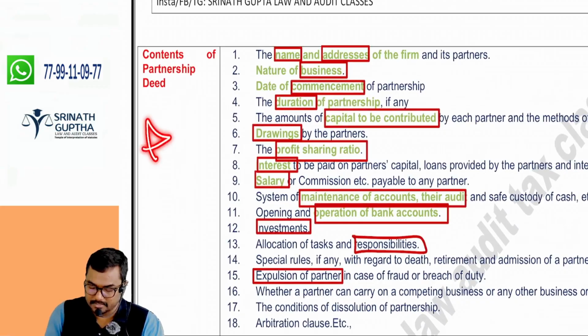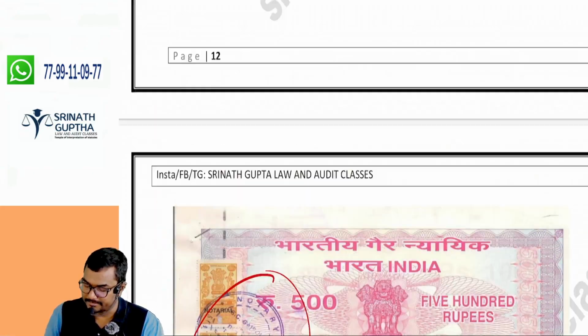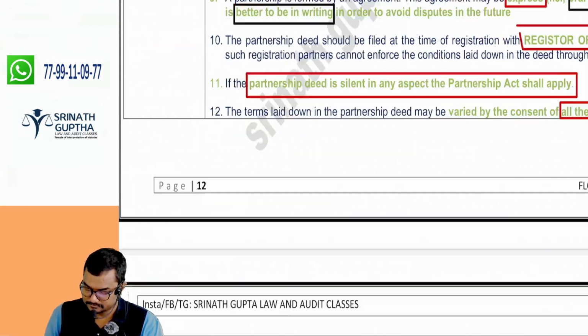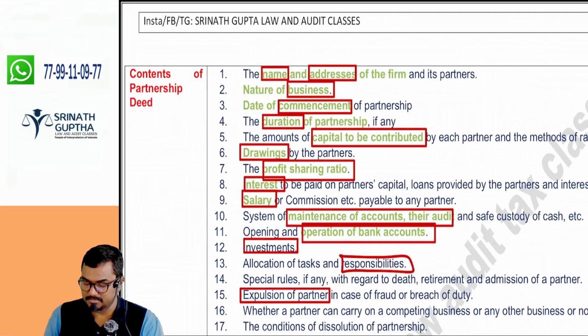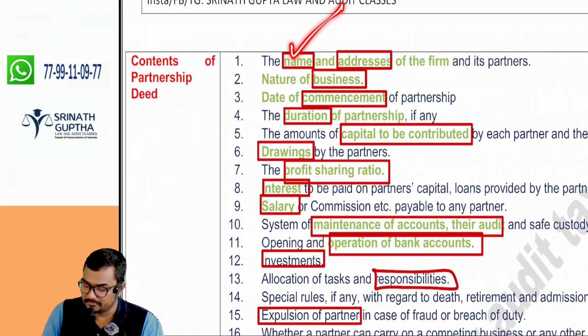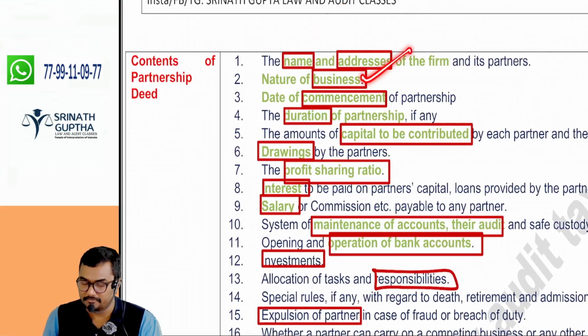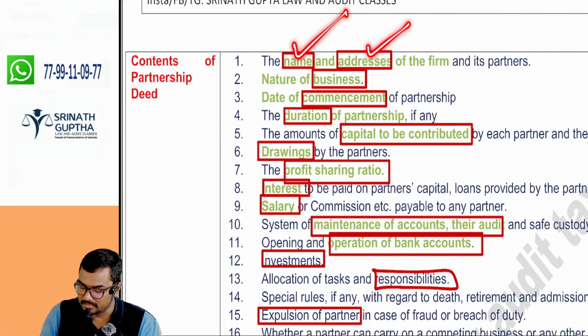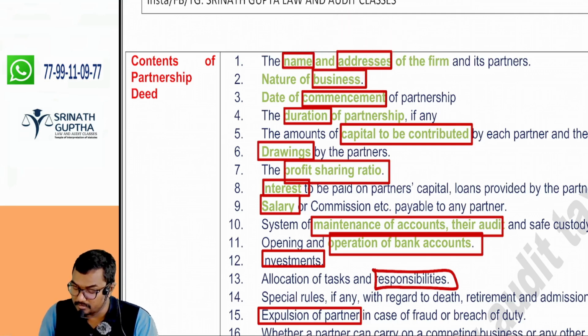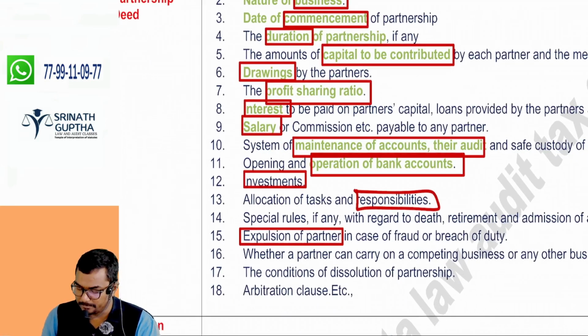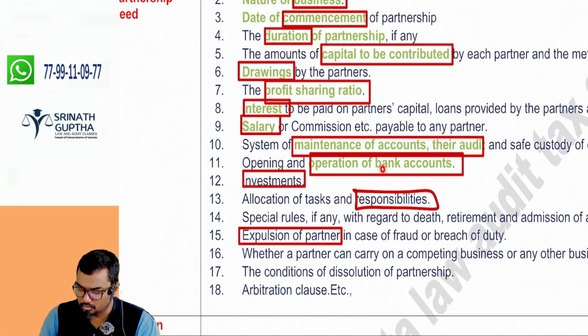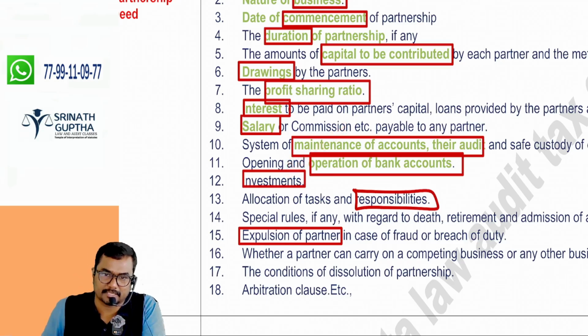The contents of the partnership deed are very, very important. How important? Superstar. What does it contain, beta? Name of the firm, address of the firm, business of the firm, date of commencement, duration of the partnership, capital contributions, drawing power, profit sharing ratio, interest on capital, salary to active partner, how to maintain books of accounts, who will operate the bank account, how to make the investment. All these things will be there in the partnership deed.